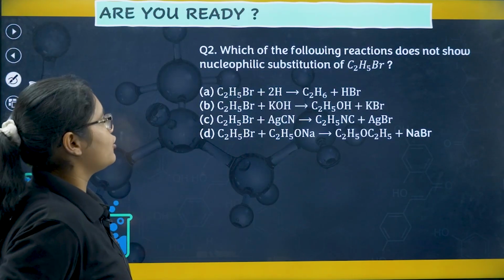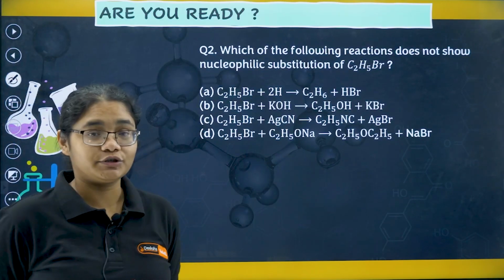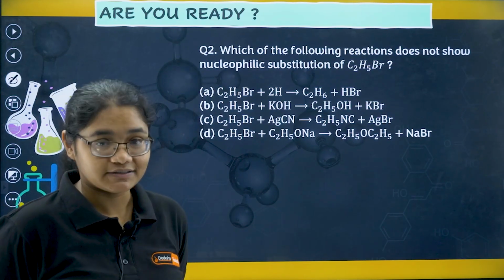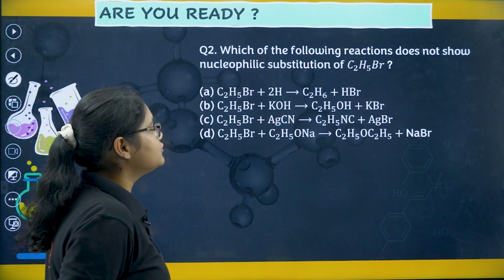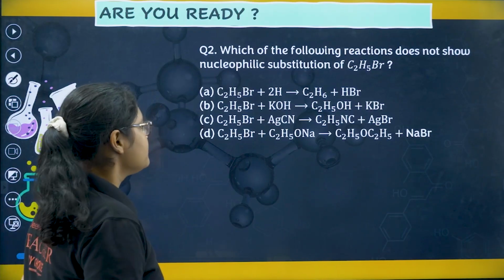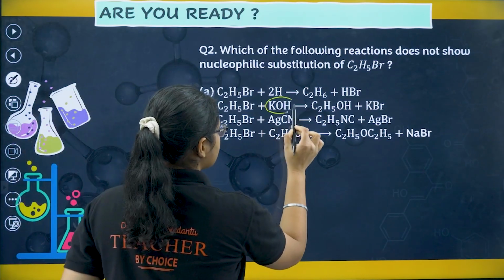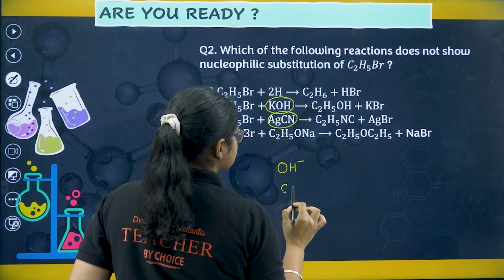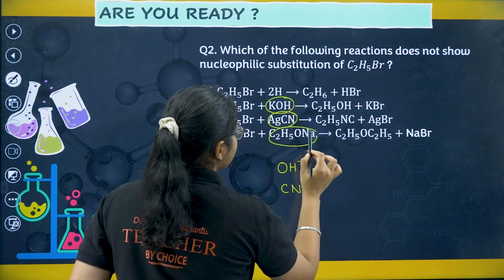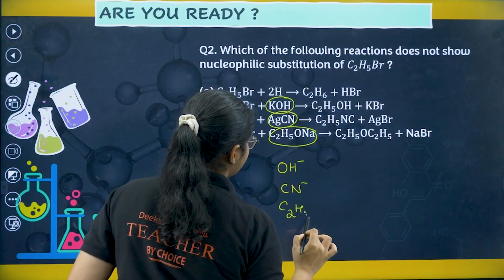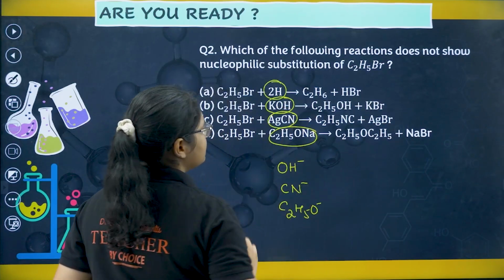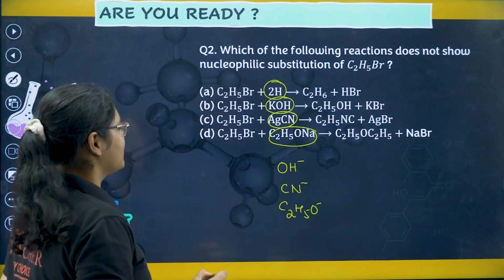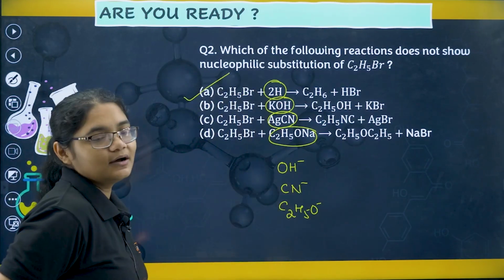Next, which of the following does not show nucleophilic substitution of C2H5Br? To show nucleophilic substitution reaction, the bromine should be replaced with a nucleophile, right? Here you can see, yes, this will generate OH minus nucleophile. This is a nucleophile, CN minus, C2H5O minus, so this will also give us a nucleophile. But only H, have we studied any such reactions? No, right? So this is not a nucleophilic reaction, option number A here.